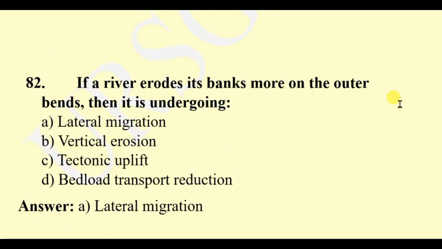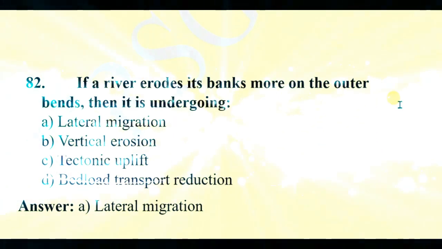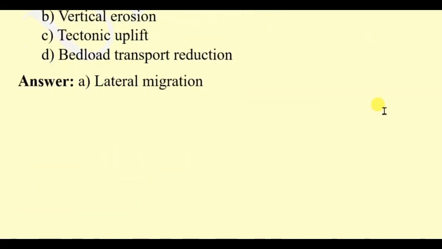Question number 82. If a river erodes its banks more on the outer banks, then it is undergoing lateral migration, vertical migration, erosion, tectonic uplift, or bedload transfer reduction. The right answer will be lateral migration. Means the erosion in the concave bank, then it will be lateral migration of the channel.